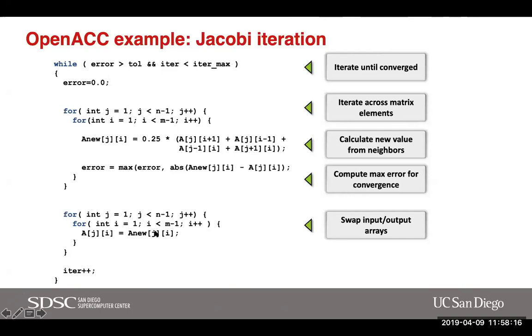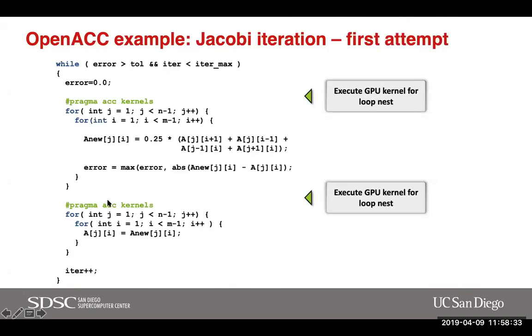And at the end, you need to swap the input and output arrays. Actually in C, you could do that better just with pointers, but just for the purpose of this example, you would copy the new results into the old results and then go to the next iteration of your loop. Now, you could parallelize this on the GPU just by inserting pragma acc kernels and hope that it will execute on the GPU. So the compiler will generate code that executes this part of the code on the GPU and then this part of the code on the GPU.